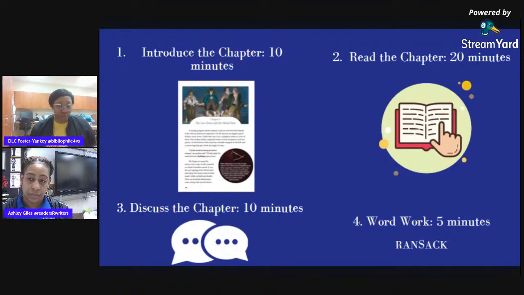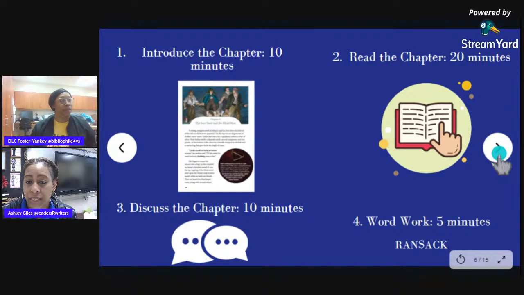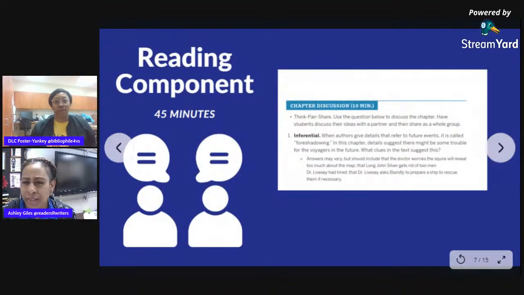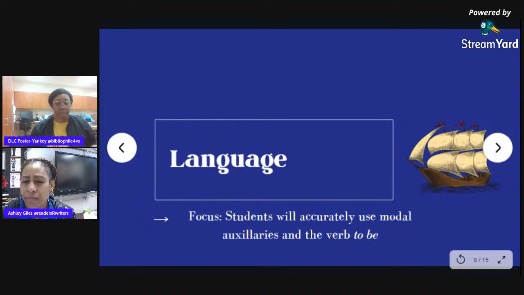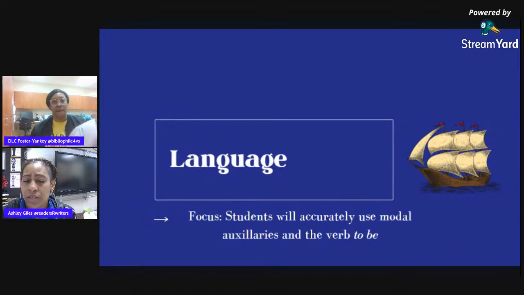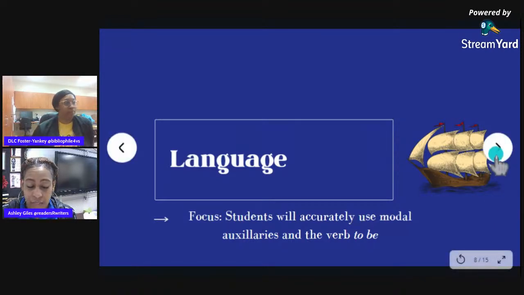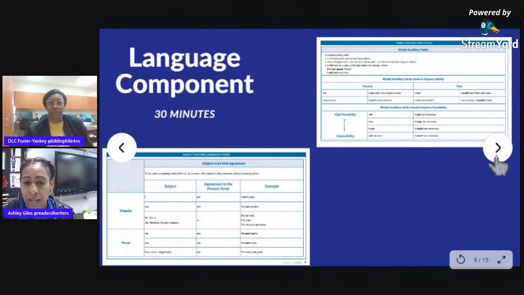And that's the reading component. All right, so this takes us to the writing component. And as always, we want to start off with the focus. So students will accurately use modal auxiliaries and the verbs to be. Okay, so students have to use these words correctly.